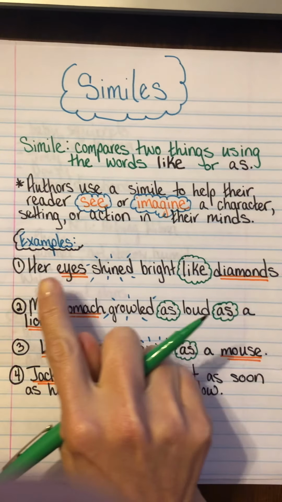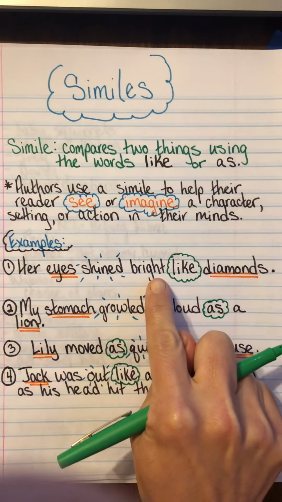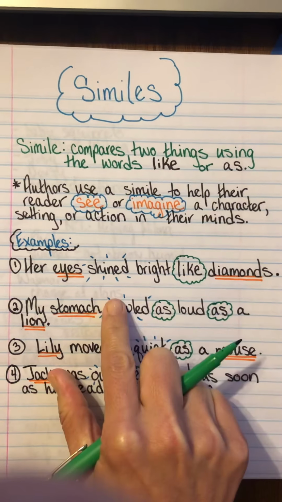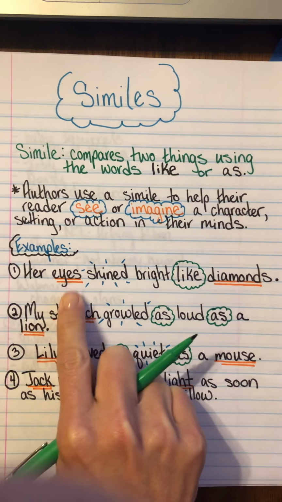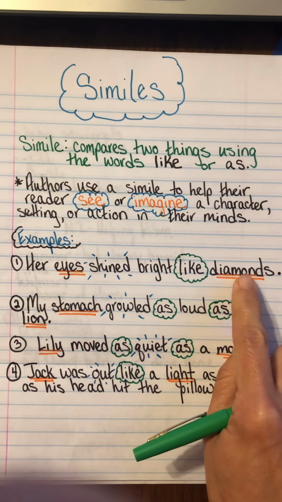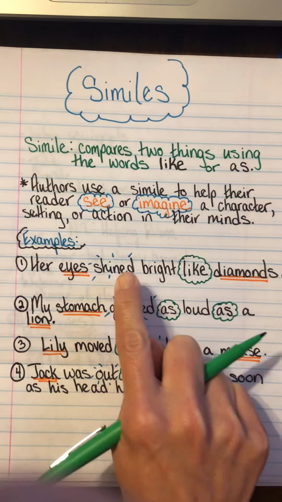An example of a simile could be her eyes shine bright like diamonds. Notice that word like, and the author is comparing someone's eyes to being shiny like diamonds. Diamonds are known to be very bright and shiny.